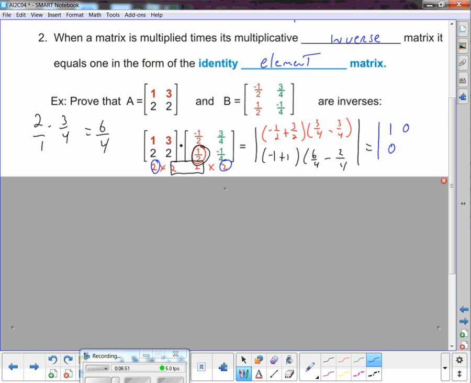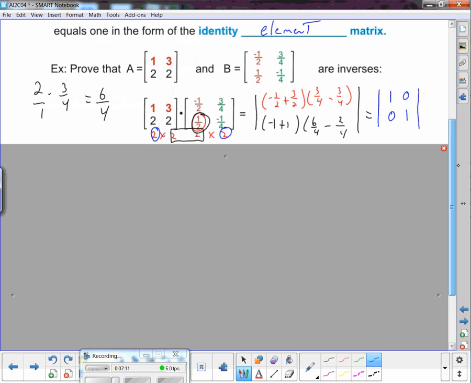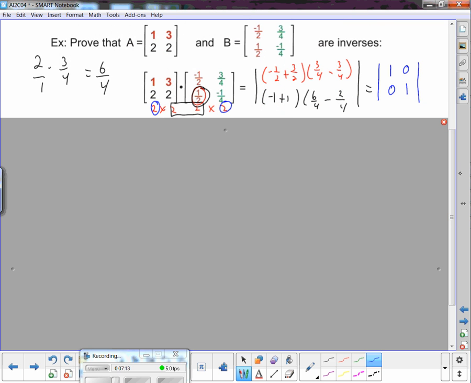Bottom right, 6 positives and 2 negatives is 4 positives. Put it over the common denominator. 4 over 4 is 1, and voila, look at that. We get the identity element matrix. Because when you multiply inverses, you get the identity element matrix. You have to. Any questions so far?